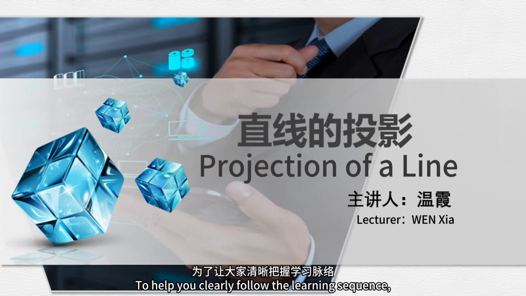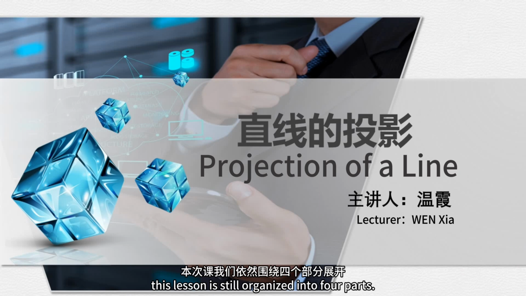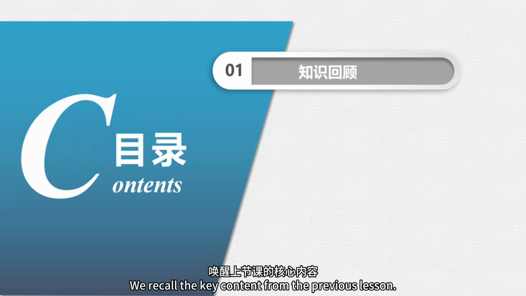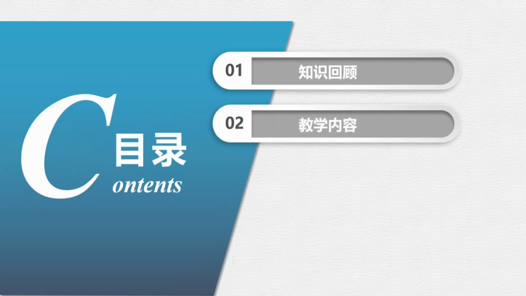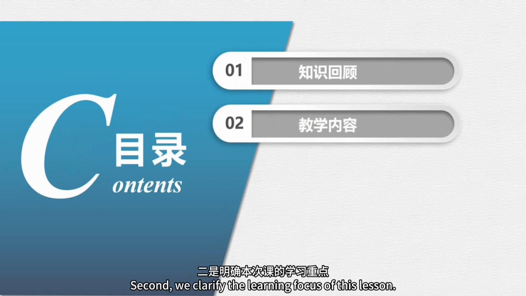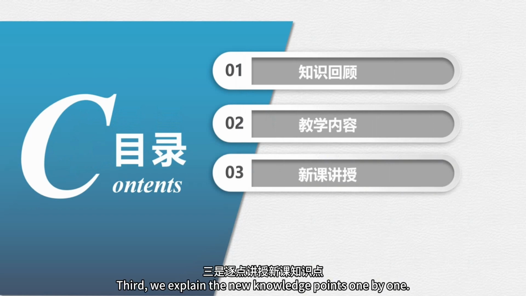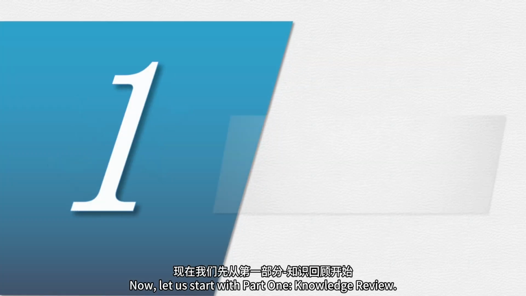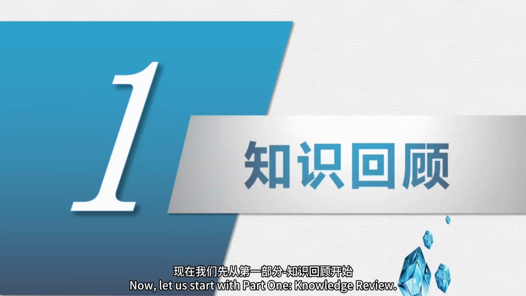To help you clearly follow the learning sequence, this lesson is still organized into 4 parts. First, a review of previous knowledge. We recall the key content from the previous lesson. Second, we clarify the learning focus of this lesson. Third, we explain the new knowledge points one by one. Fourth, we summarize and consolidate to improve understanding. Now, let us start with part 1, knowledge review.